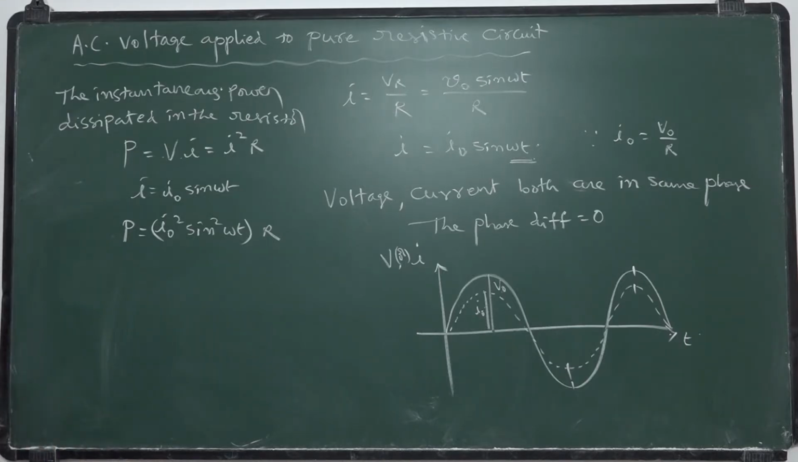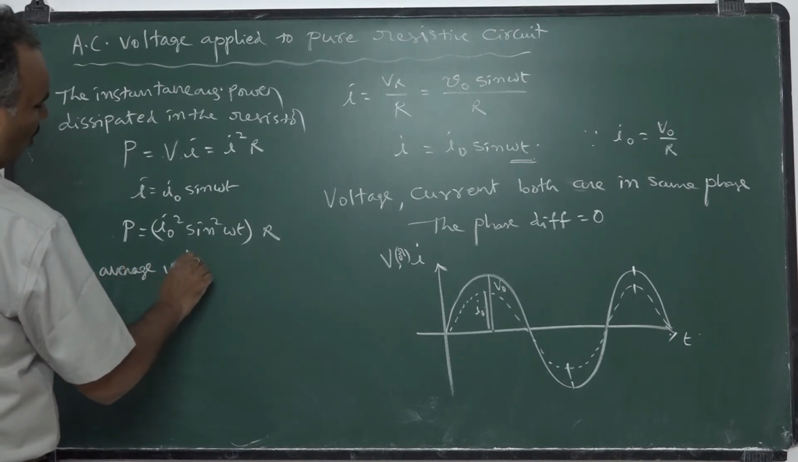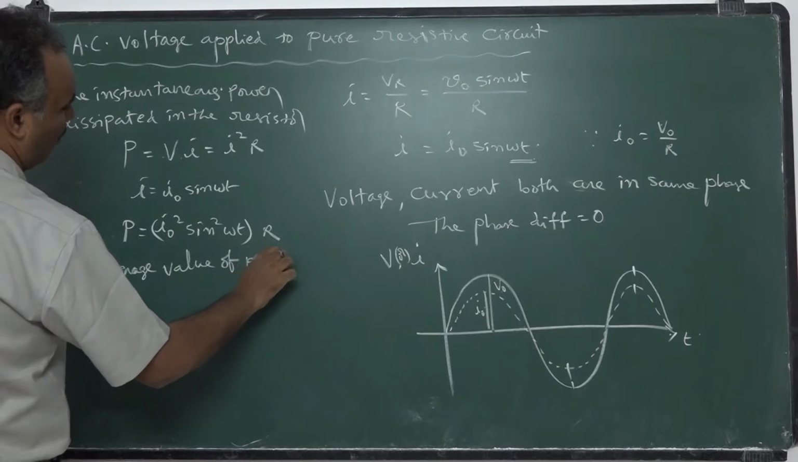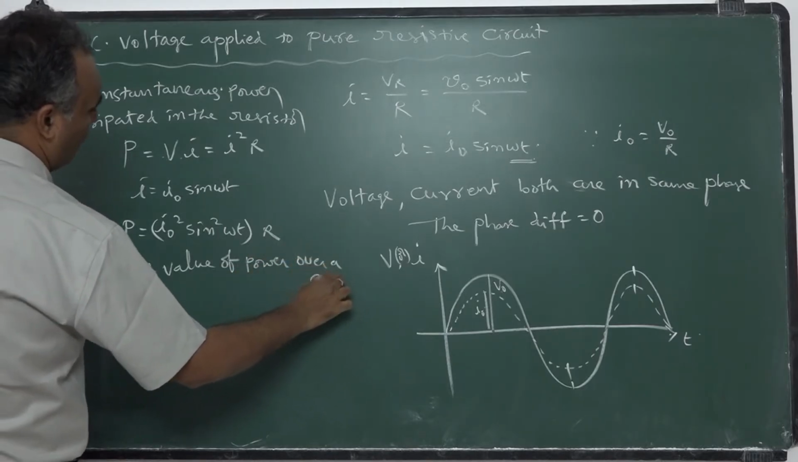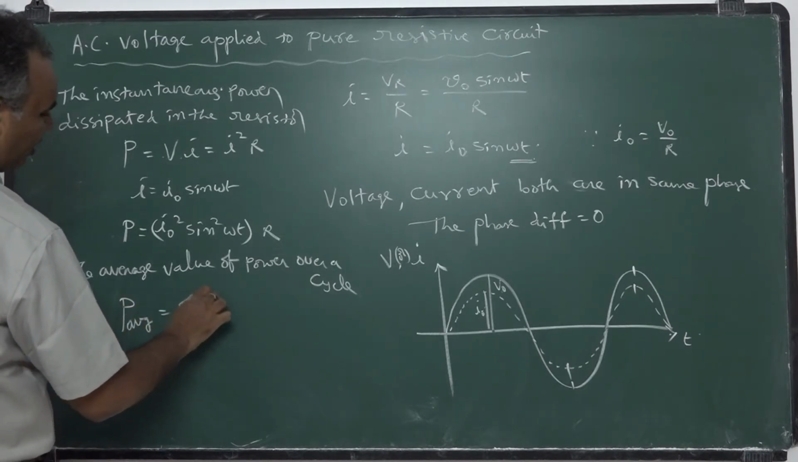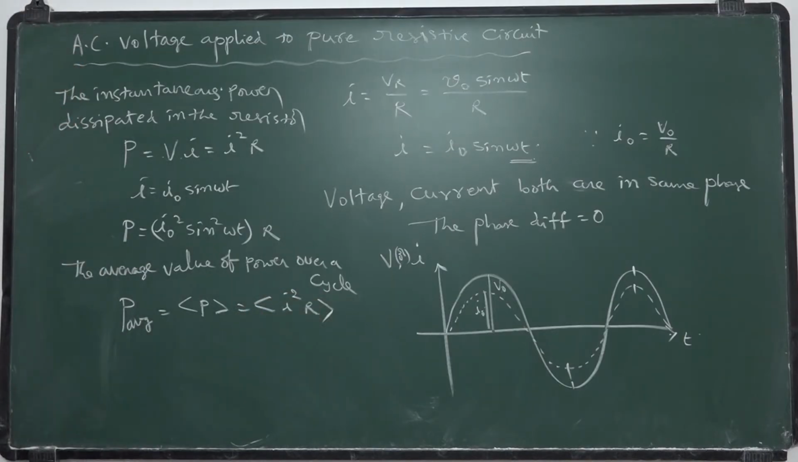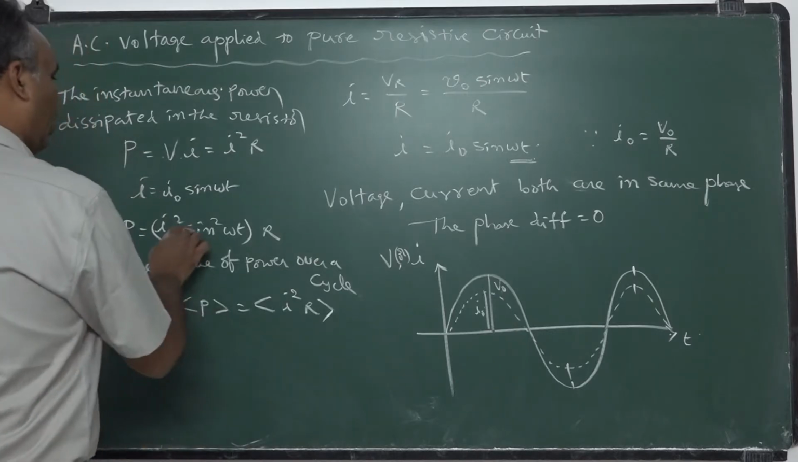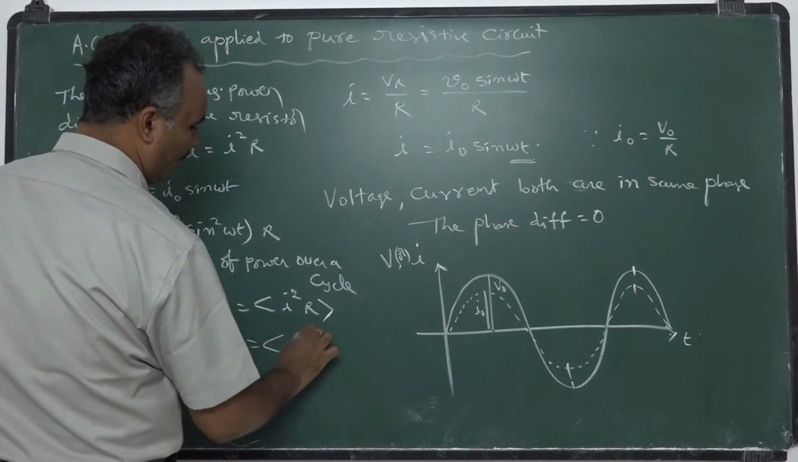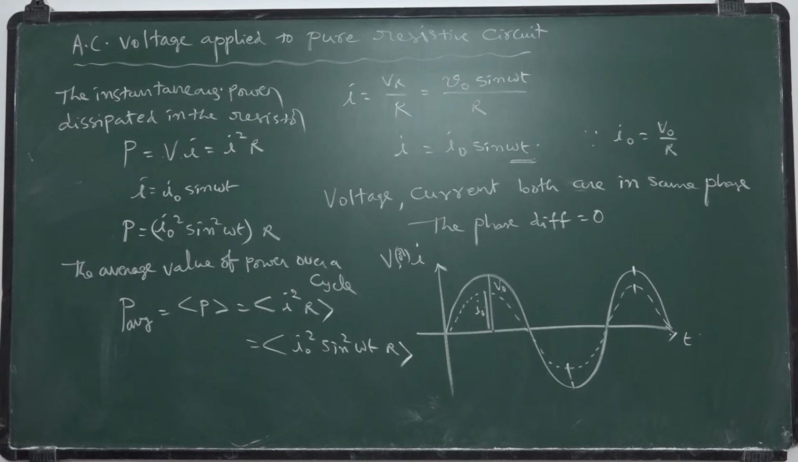The average value of power over a cycle. Whenever you want average power, it is represented as delta P, that is, delta I square R. I means I naught sine omega t, so I naught square sine square omega t R. This is the expression for average power.